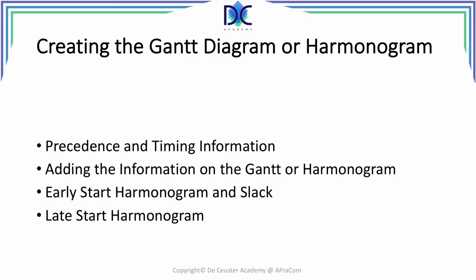In the previous section, we determined the precedence of the activities. We calculated early start, early finish, late start, late finish, the slack, and we identified the critical path. Now we have to put all that information in a Gantt diagram or harmonogram. We first look at the precedence and timing information that we identified.